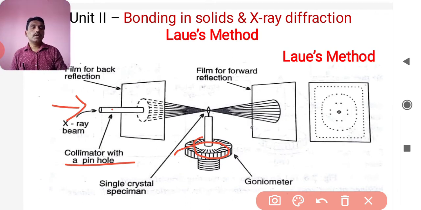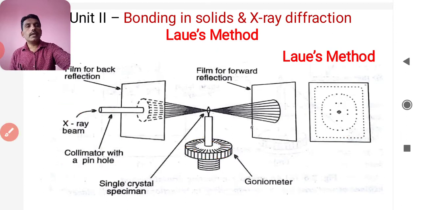When the X-ray beam is incident on this particular layer, the diffracted and reflected rays, the reinforcement from the atoms, are generated, and this gives you the Laue pattern. This is the complete setup for the Laue method. And here you can see the secondary film where the pattern is going to be formed.